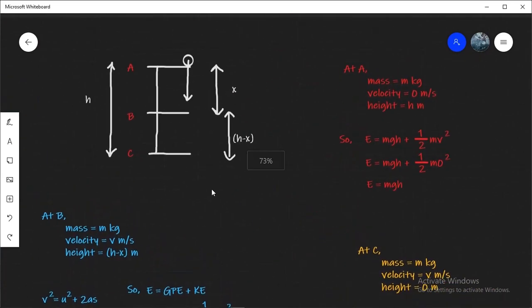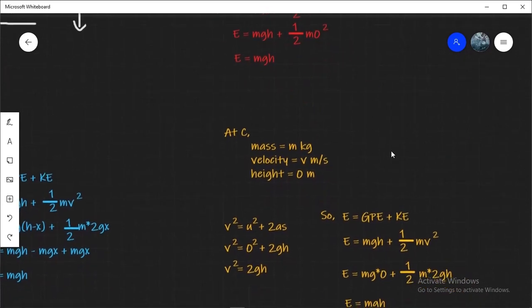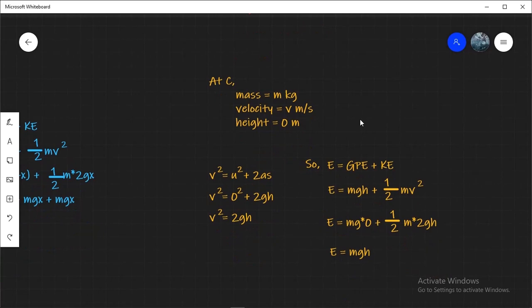Let's consider point C. The ball has now fallen all the way through to the ground and reached a new velocity that we're going to call v for convention's sake. Let's look at this new velocity as we did with the motion equation before. V squared is equal to u squared plus 2as, which will now get v squared equals 0 squared plus 2gh, since the ball has fallen all through h meters. This will give us v squared is equal to 2gh.